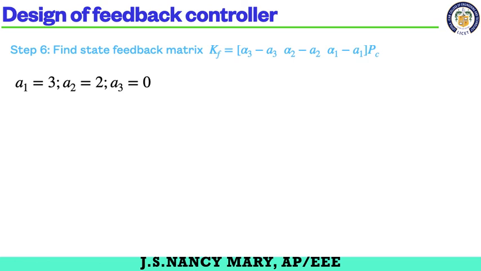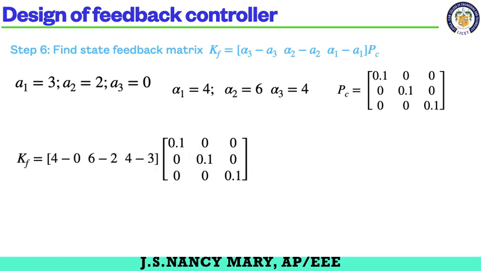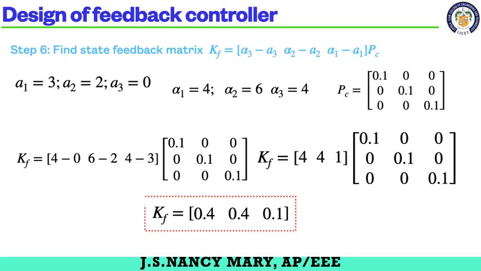Now step 6, the final step. We are going to find the state feedback matrix. So the state feedback gain matrix is found by a and alpha. So KF is equal to 4 minus 0, 6 minus 2, 4 minus 3 into PC. So 4, 4, 1 into PC. So finally I'll get the matrix as 0 0.4, 0 0.4, 0 0.1. Thank you, students. With this, we are completing this unit.